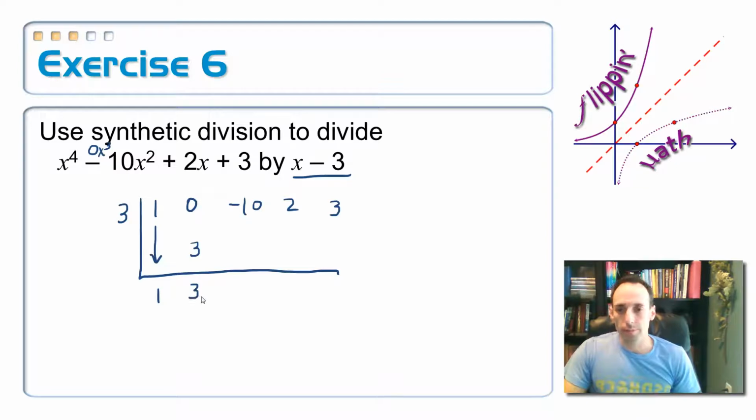I'm going to add the 3 and the 0 together. I get a 3. I'm going to take the 3, multiply it times the 3 that's on the outside. I get a 9. Add up negative 10 and 9. I get negative 1.